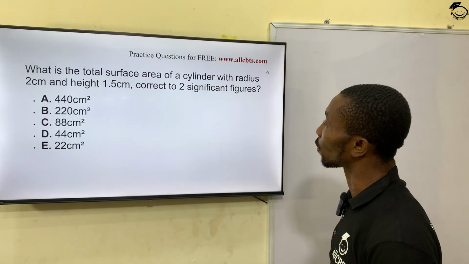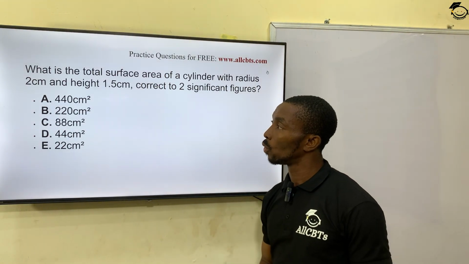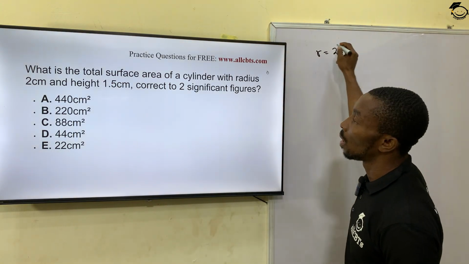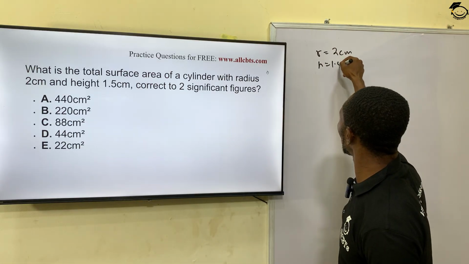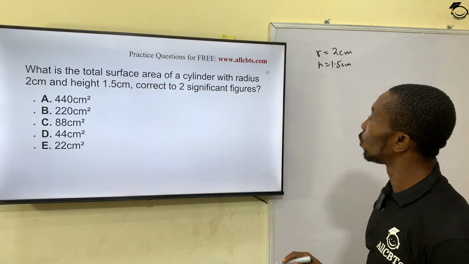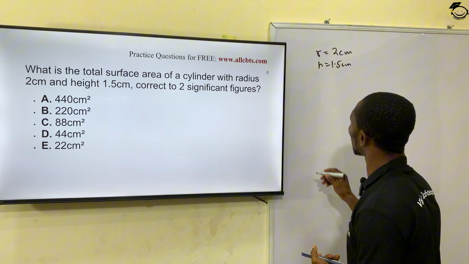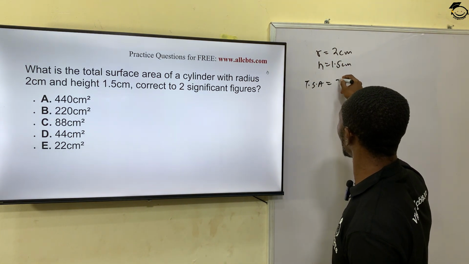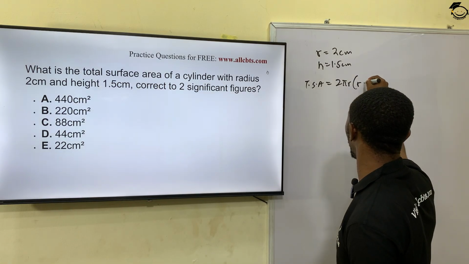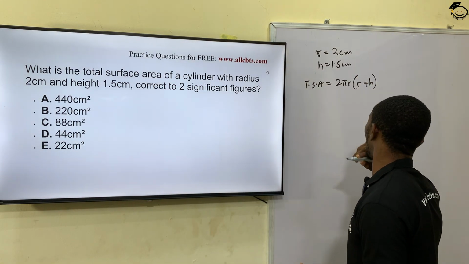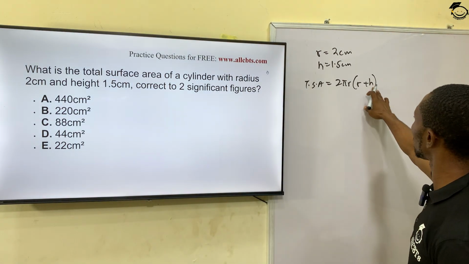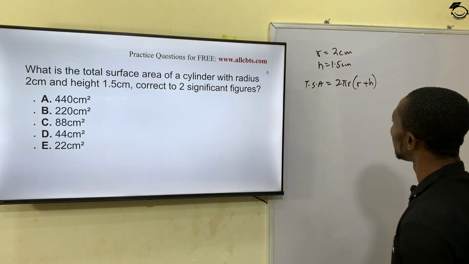What is the total surface area of a cylinder with radius 2 cm? We are given radius as 2 cm and height as 1.5 centimeters. Now, they are asking us to correct to 2 significant figures. Now, we have our total surface area of a cylinder as 2 pi r (r plus h), where r is our radius, pi is our constant, and h is the height of our cylinder.